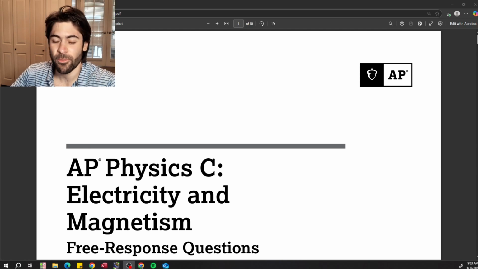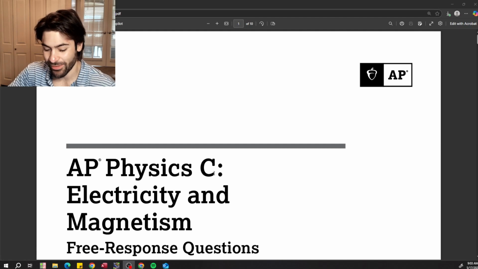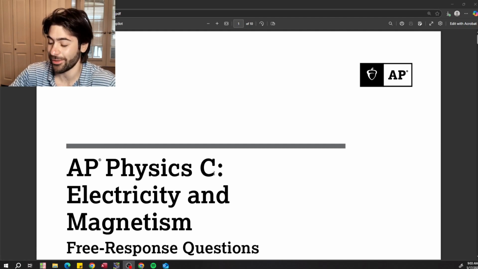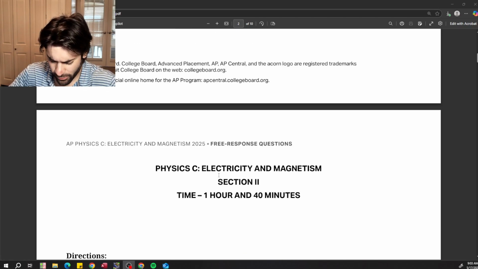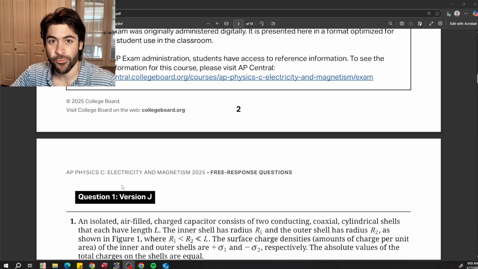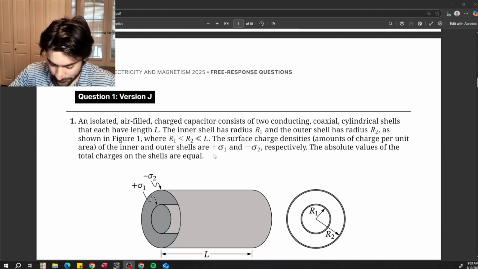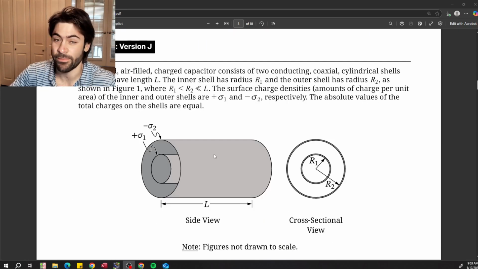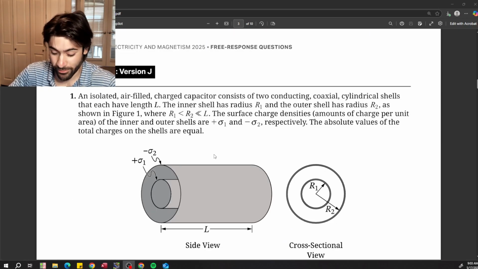Right, so just this morning, the AP Physics C Electricity and Magnetism 2025 free response questions have been released, at least for, it says version J here. So we'll actually go through these one problem at a time. And maybe if you took the exam, see how you did.